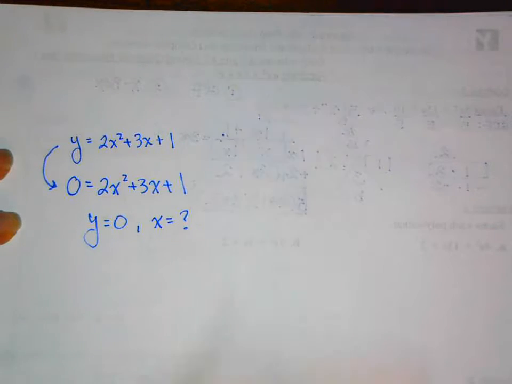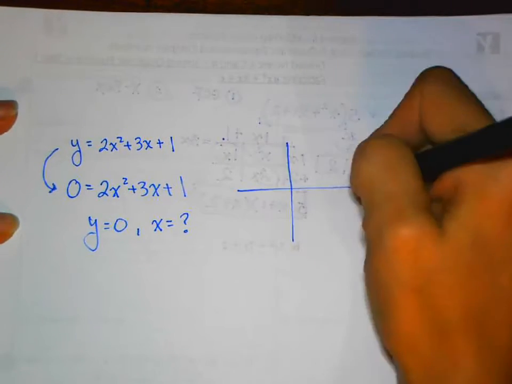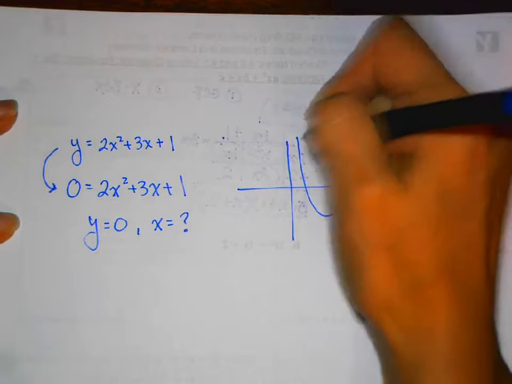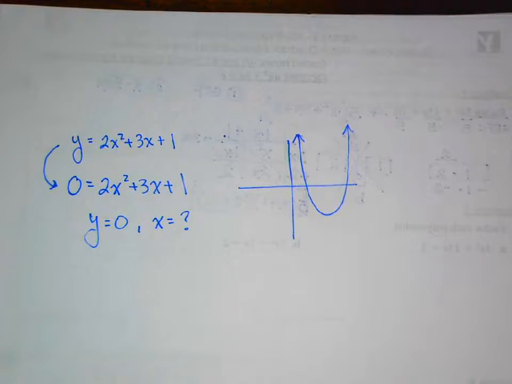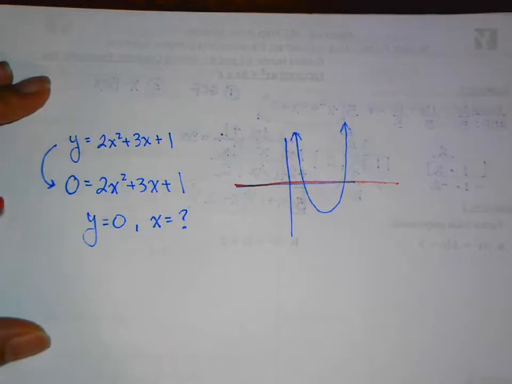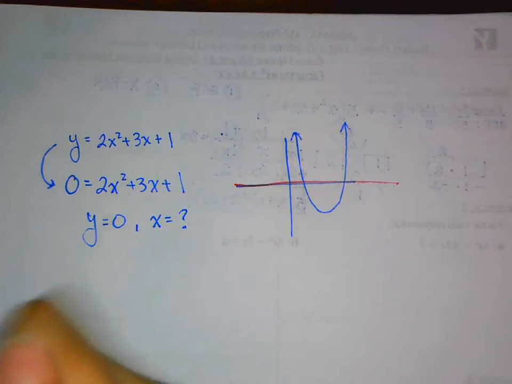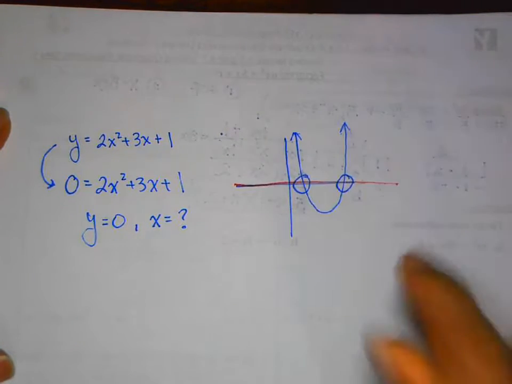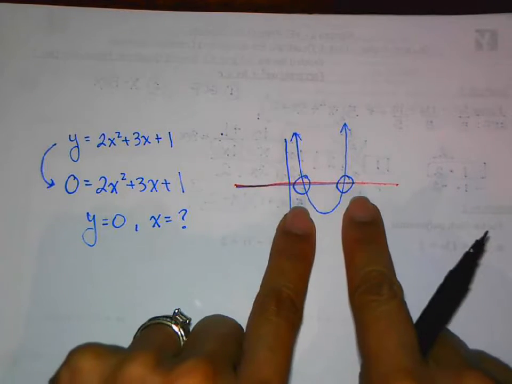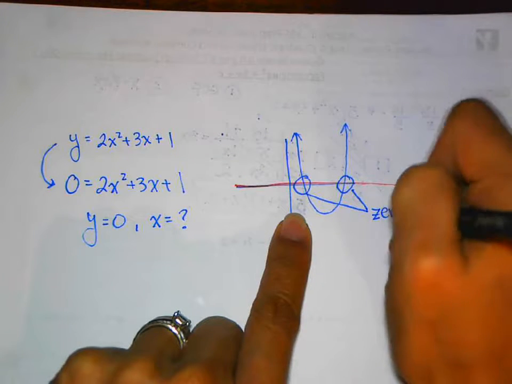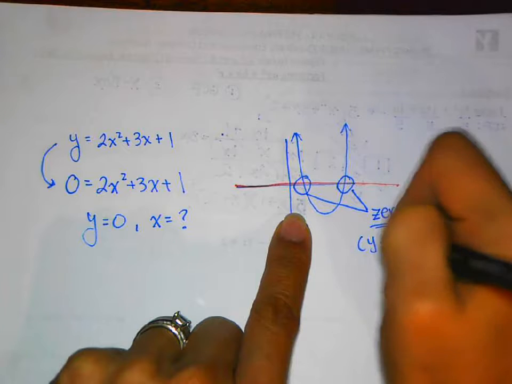And if you think about it, if I were to graph this, I would get a graph that looks something like this. Well, where is my y equals 0? Well, my y equals 0 is this line right there. And when I have y equals 0, I'm looking at what my x is on this graph when it hits the line. So I'm really looking for these 2 points. And these 2 points are what we call the zeros, or the x-intercepts.